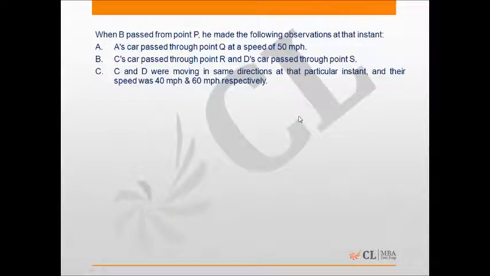When B passed from point P, he made the following observation at that instant. A's car passed through point Q at a speed of 50 km per hour. Mind it that 50 km per hour is not the actual speed of A. This is the speed with respect to B. B says C's car passed through point R and D's car passed through S, and C and D are moving in the same direction at a particular instant and speeds with 40 and 60 respectively.